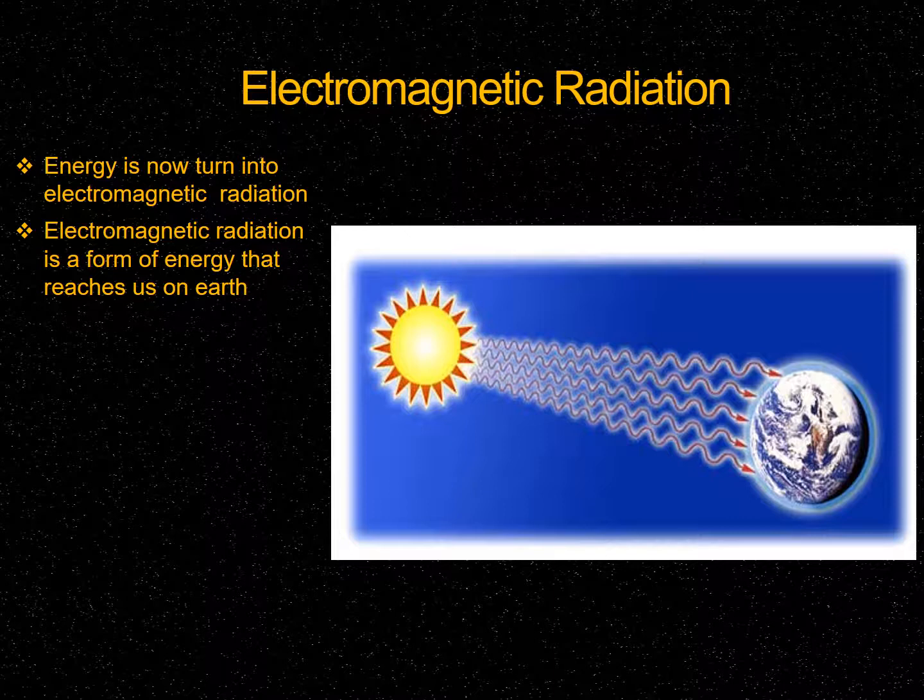This energy is then turned into electromagnetic radiation. Electromagnetic radiation is the form of energy that reaches us on Earth and gives us heat.